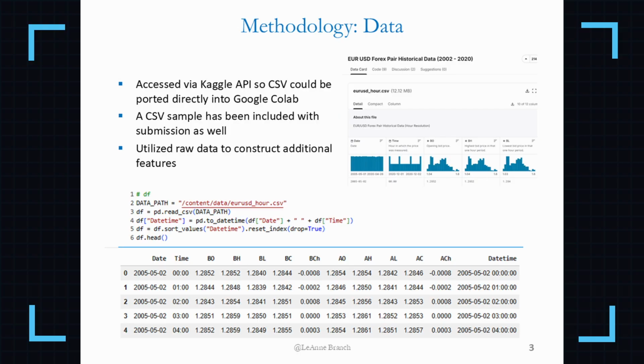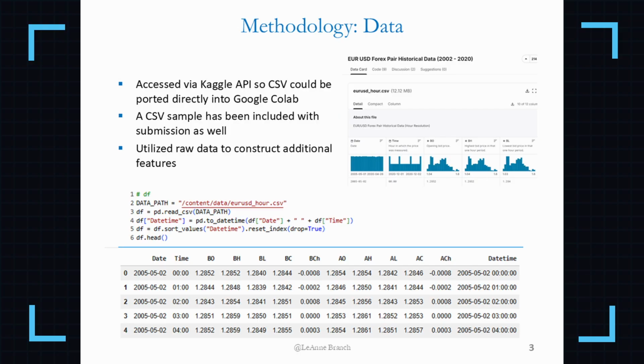Just to go through the main columns in this data, you have the date, you have the time. So the time is actually going to be the hour in which the price was measured. Then you have the opening bid price and the highest bid price. And you have the lowest bid price and the closing bid price. You have BCH, which is the change between the open and close price. You have the opening ask price. You have the highest ask price and the lowest ask price. You also have the ask close, and then you have the ask change, so the change in the ask close price from the previous period's close.